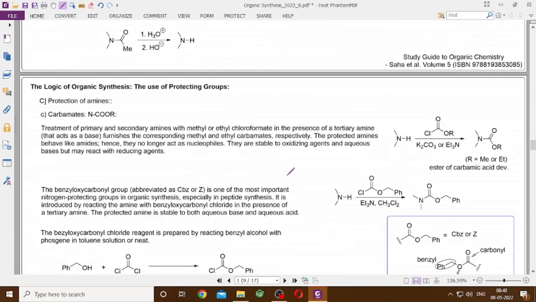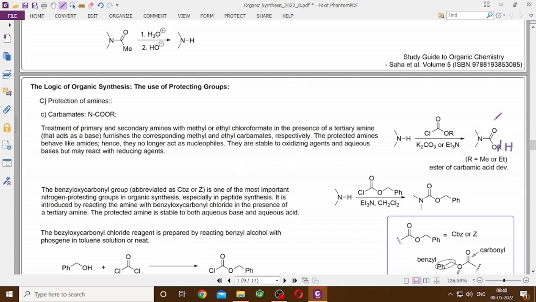Next up are the carbamates, which you can think of as esters of carbamic acid. If there were a hydrogen here, it would be carbamic acid or a derivative of carbamic acid; this is its ester. Treatment of primary or secondary amines with methyl (R equals Me) or ethyl (R equals Et) chloroformate in the presence of a tertiary amine or potassium carbonate as a base will give you the corresponding methyl or ethyl carbamates. These are also known as urethanes, although that terminology has become somewhat obsolete in organic chemistry; we call them carbamates.